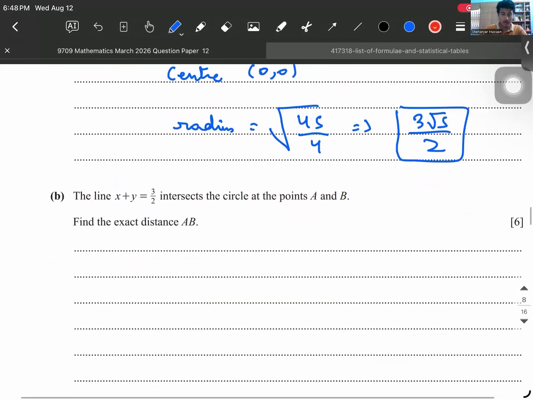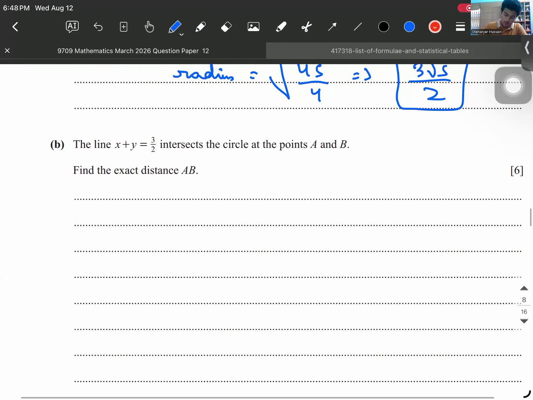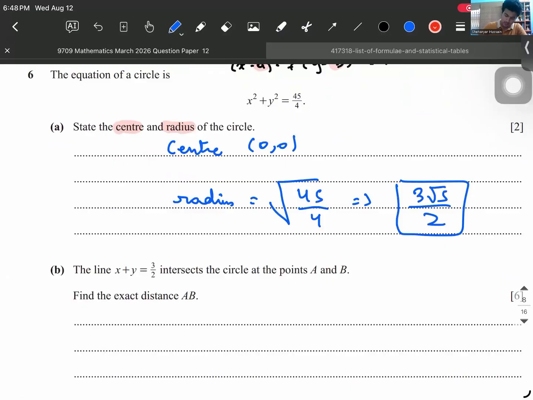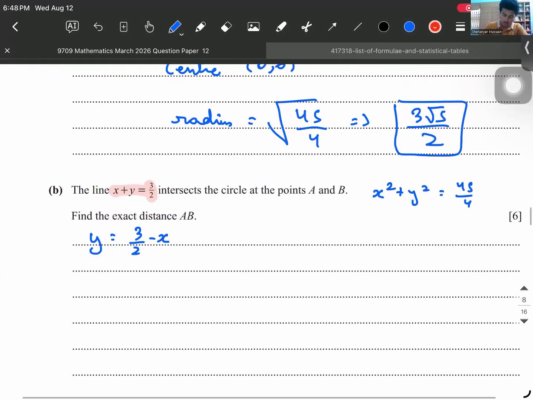Okay. Now, part B. Part B says the line x plus y equals 3 upon 2 intersects the circle at the points A and B. So what happens here is that we have the equation of the circle being x square plus y square equals 45 upon 4. What we can do here is take y as the subject from the straight line equation. So that will turn out to be 3 upon 2 minus x, and we can input this equation into the original equation of the circle.